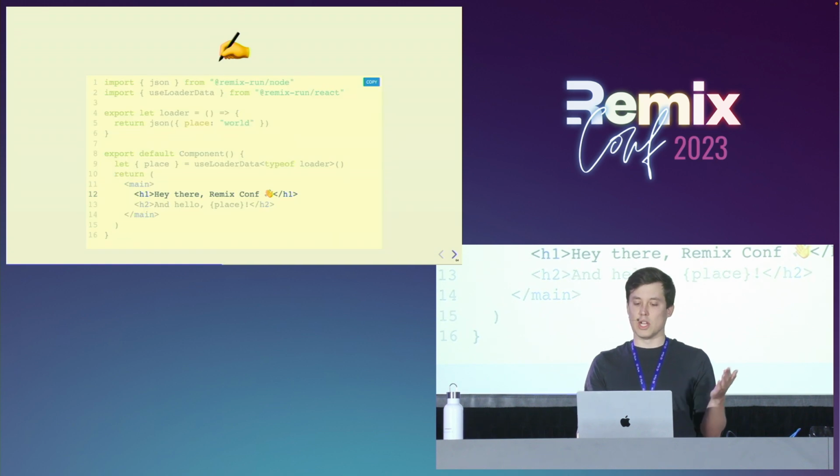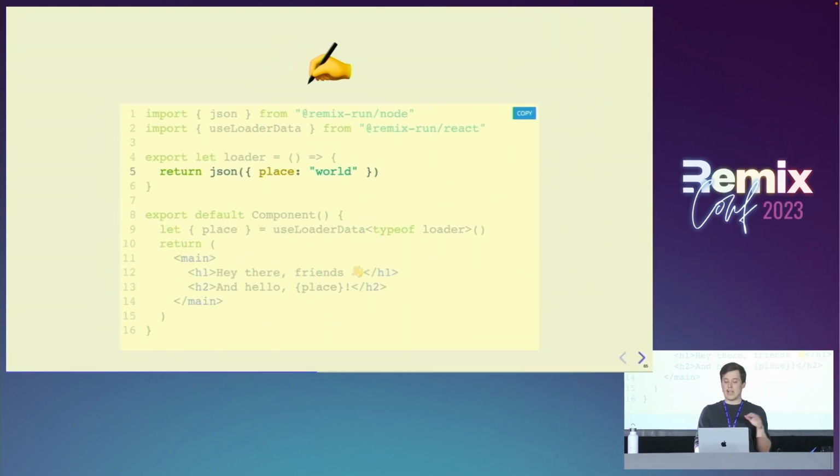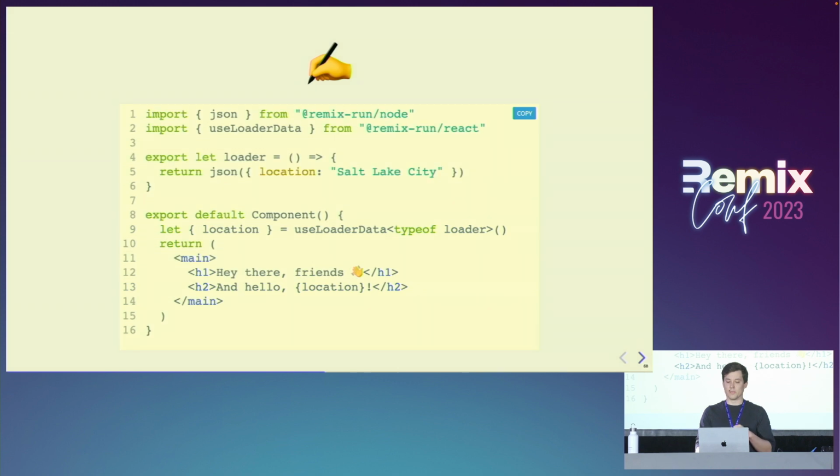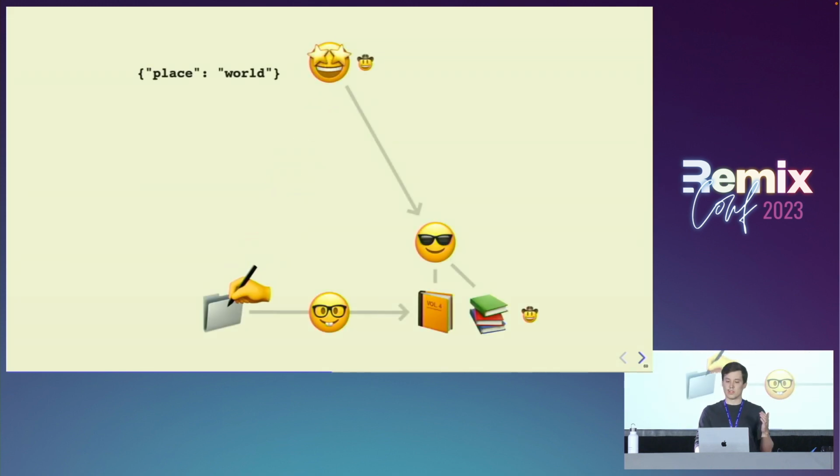So let's say I make a UI change. So instead of "hey there Remix Conf", I'm going to say "hey there friends". And instead of passing place world, I want to change this API. I want to say location Salt Lake City, right? So I've changed both the schema and the value. And I want to make those updates as well in the UI, pass those through. And I hit save. So let's see what happens.